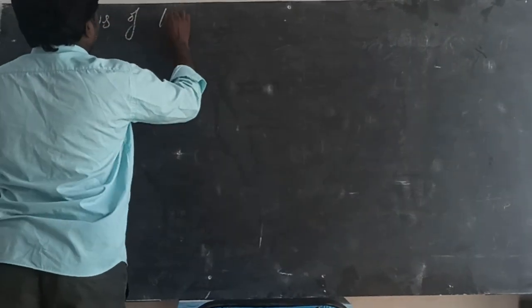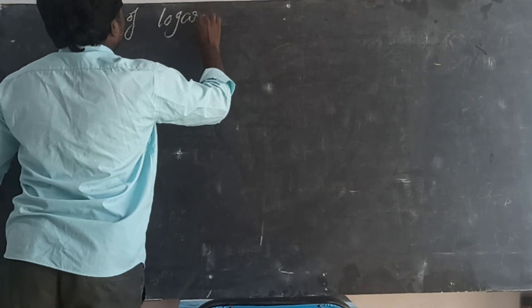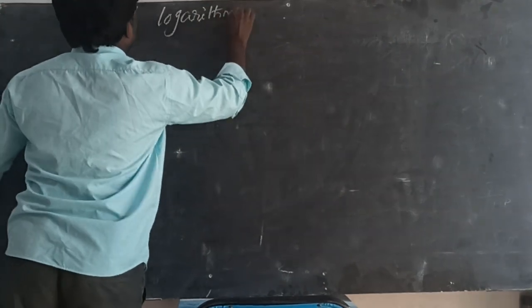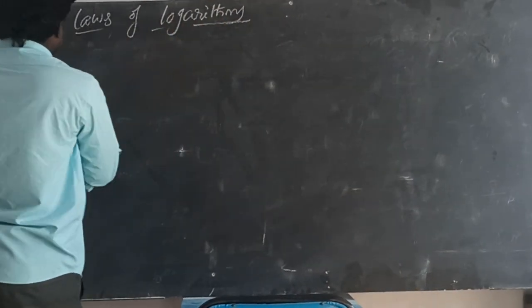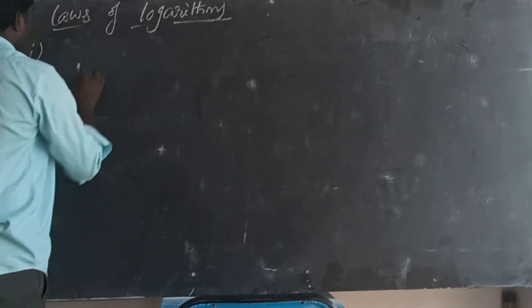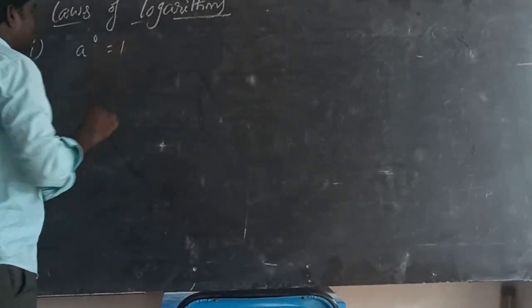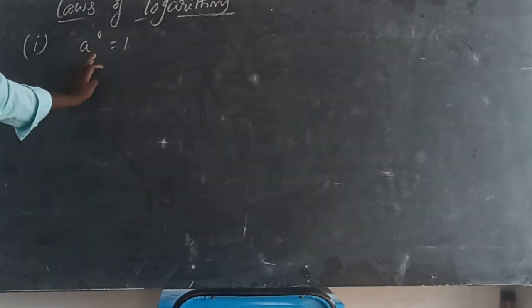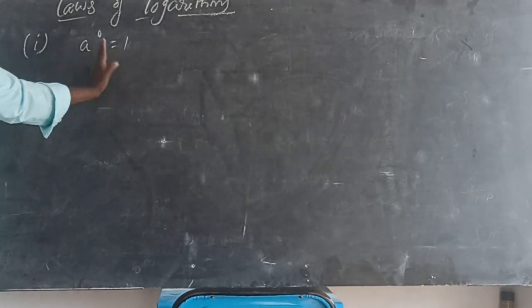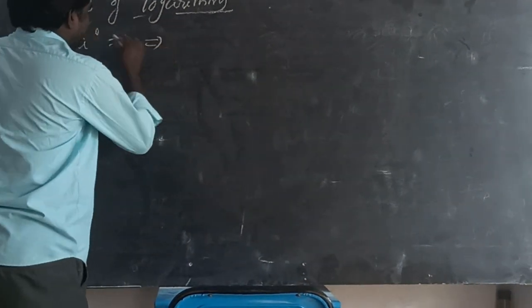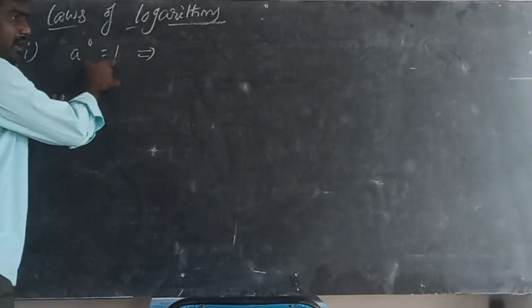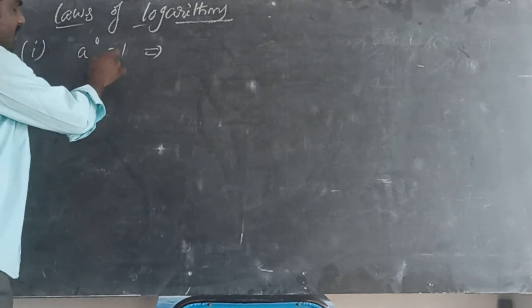Laws of logarithms. First one, a power 0 is equal to 1. This is the first law of exponents. From this first law of exponents, we can write in logarithm form: a power 0 is equal to 1. Okay, how can we write the law of logarithm?